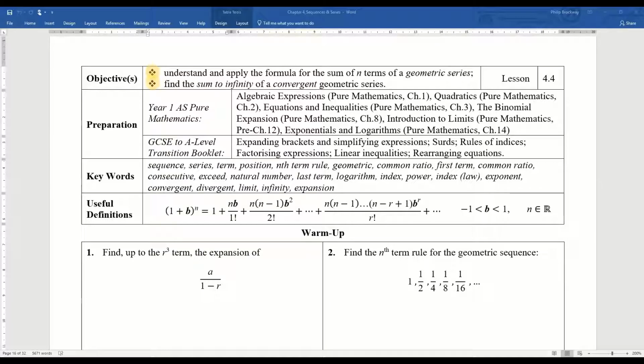series. For the warm-up, you're going to need to use the definition here of a binomial expansion that we looked at in a previous chapter. So please pause the video and try the 4 warm-up questions. Okay, and let's have a look at the solutions.